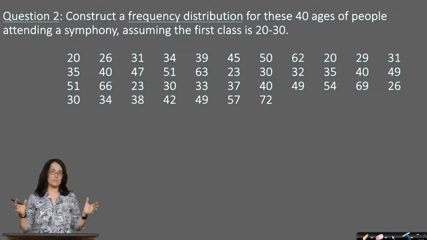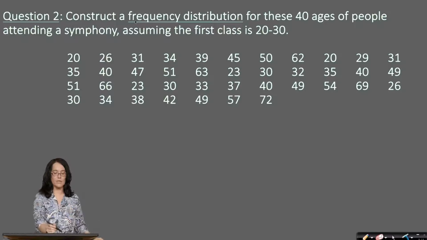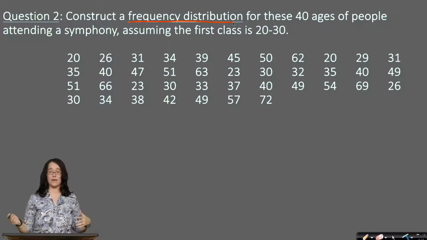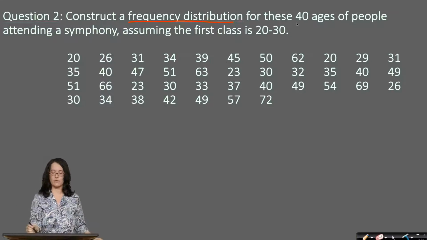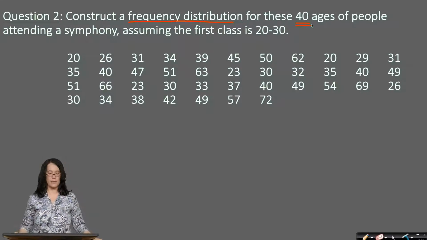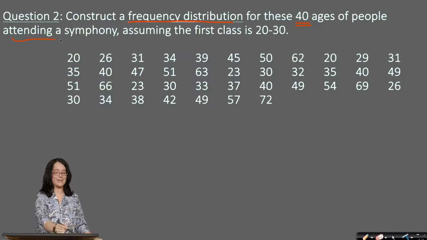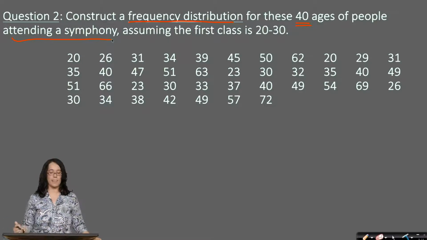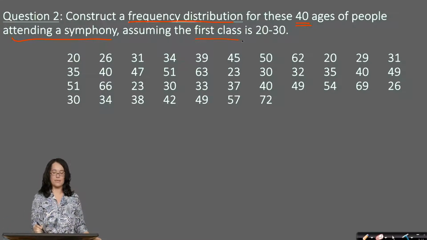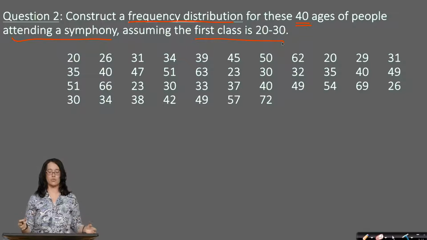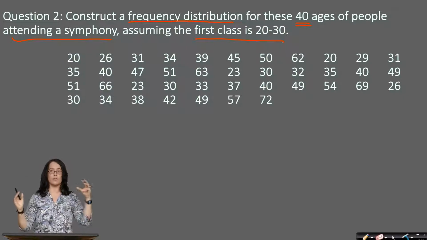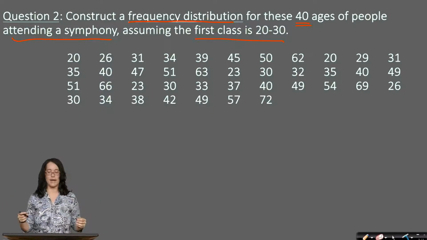If you're given a set of data, can you use that data to construct a frequency distribution? In this case, we're giving you data that is ages of people. We've given you 40 ages of people here, people who apparently attended a symphony at some point in their lives. They would like the first class of this frequency distribution to be from age 20 to 30 inclusively. That's implied.